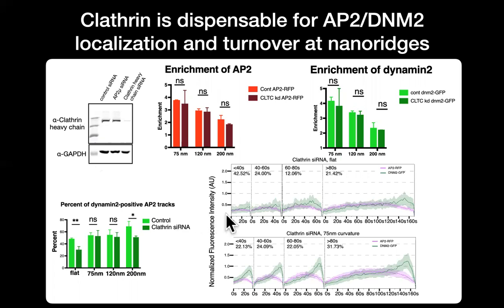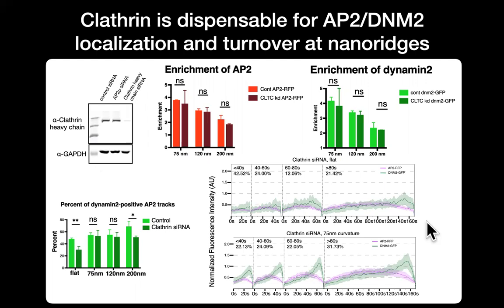And additionally, when you follow these sites over time, you can see that on flat substrate with clathrin knockdown, AP2 is weak and dynamin 2 recruitment is sort of noisy, indicating that these are abortive sites. Whereas when we image these same cells on the nanoridges, we see a really strong increase in AP2 fluorescence and a sharp late burst of dynamin 2, which is sort of canonical of productive vesicle formation.